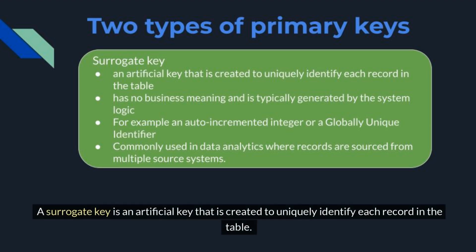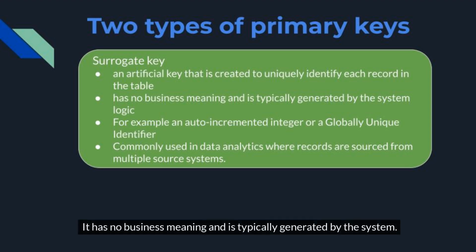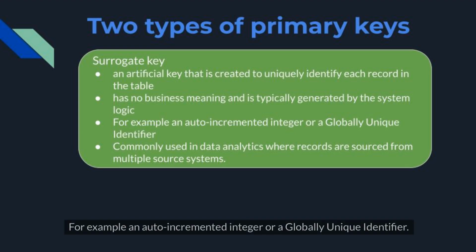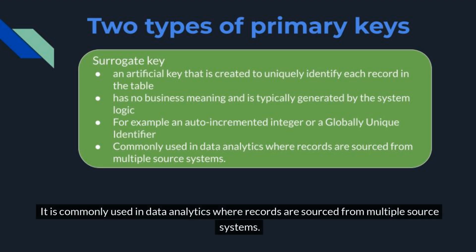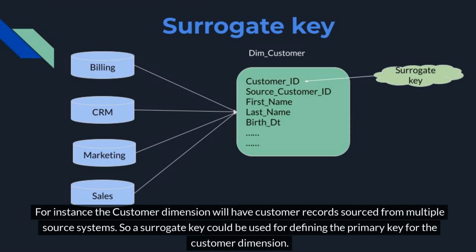A surrogate key is an artificial key that is created to uniquely identify each record in the table. It has no business meaning and is typically generated by the system. For example, an auto-incremented integer or a globally unique identifier. It is commonly used in data analytics where records are sourced from multiple source systems. For instance, the customer dimension will have customer records sourced from multiple source systems, so a surrogate key could be used for defining the primary key for the customer dimension.